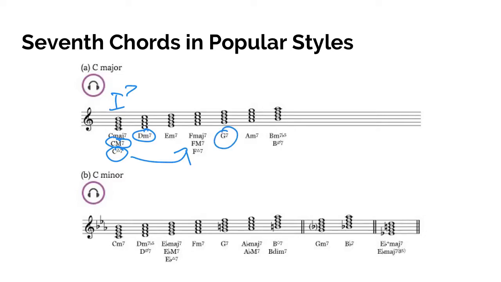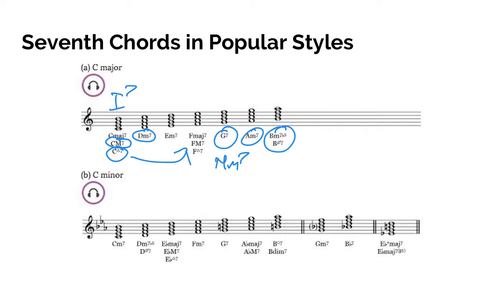G7, you see there's no major or minor in front of it. That's assumed to be the major minor 7 chord. Okay, and then we have our A minor 7, and then here's our half diminished chord. You see it both ways, and that's basically what it comes down to.